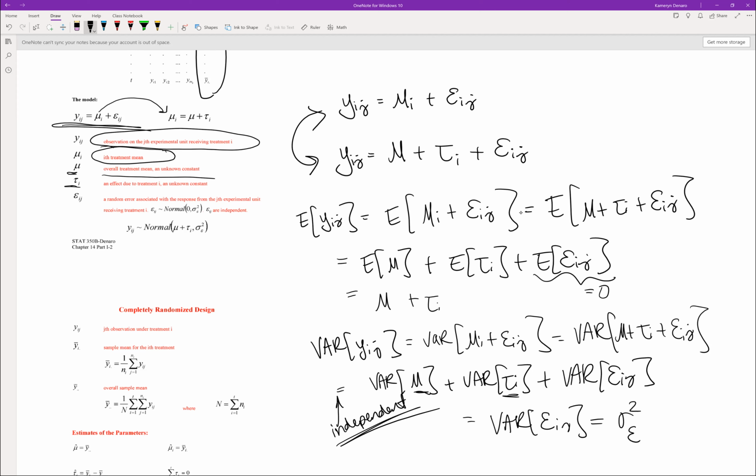So now from these assumptions, we get the final distribution of Yij being independent and normally distributed random variables with a mean of mu plus tau I and a variance of sigma squared epsilon.